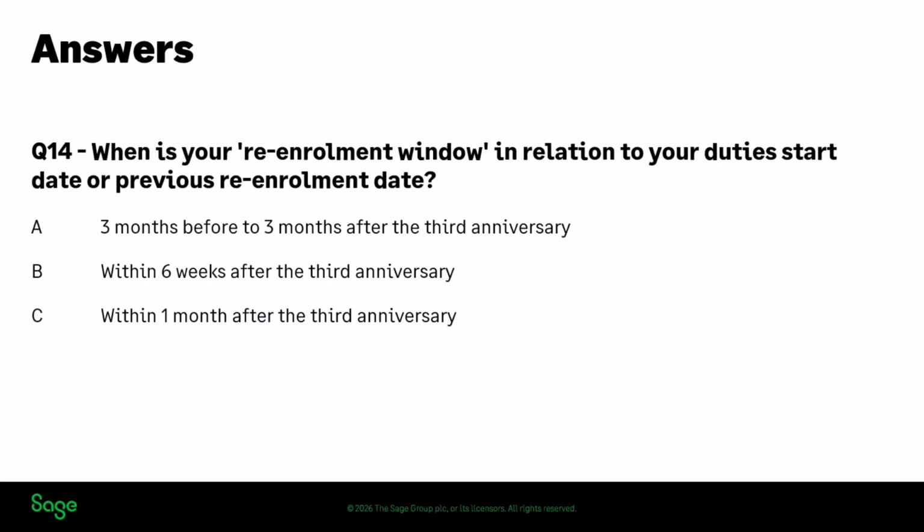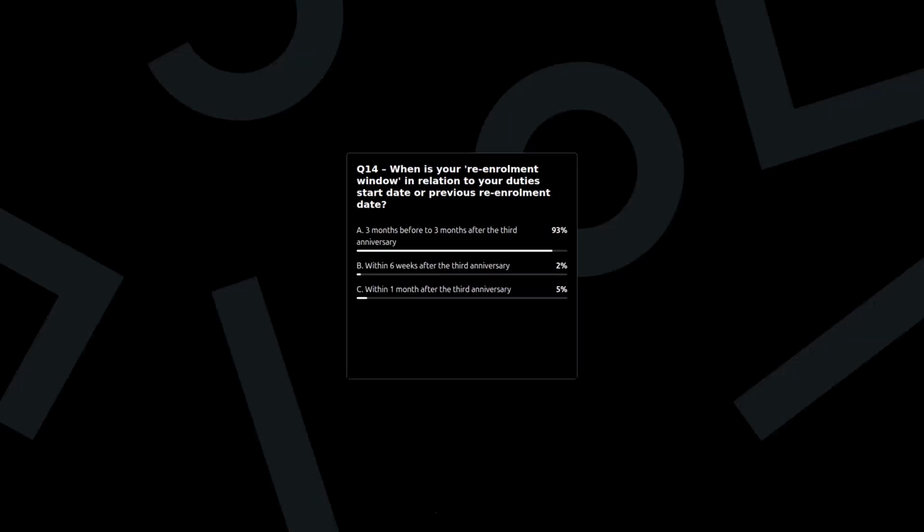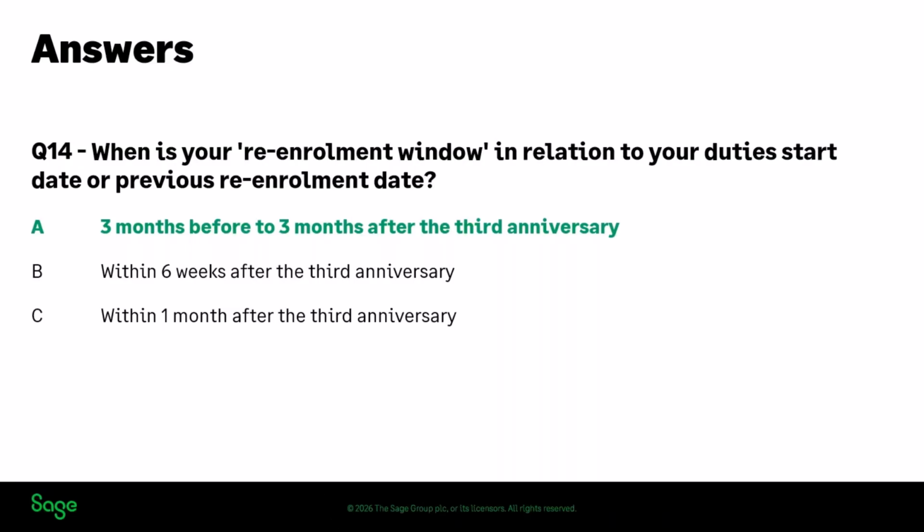Question 14, when's your re-enrolment window in relation to your duty start date or previous re-enrolment date? So results of that poll, 93% of you saying 3 months before to 3 months after the third anniversary. And then a couple of responses to answers B and C. Let's check on the correct answer for that one. And it was indeed A.